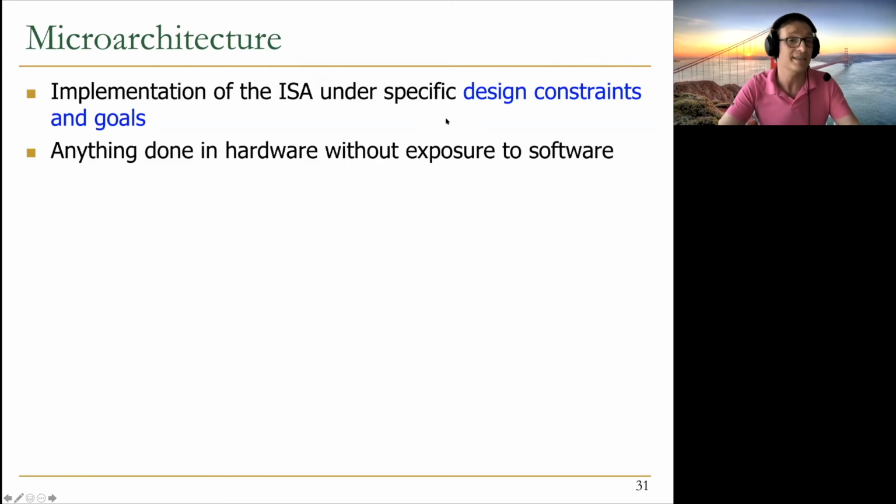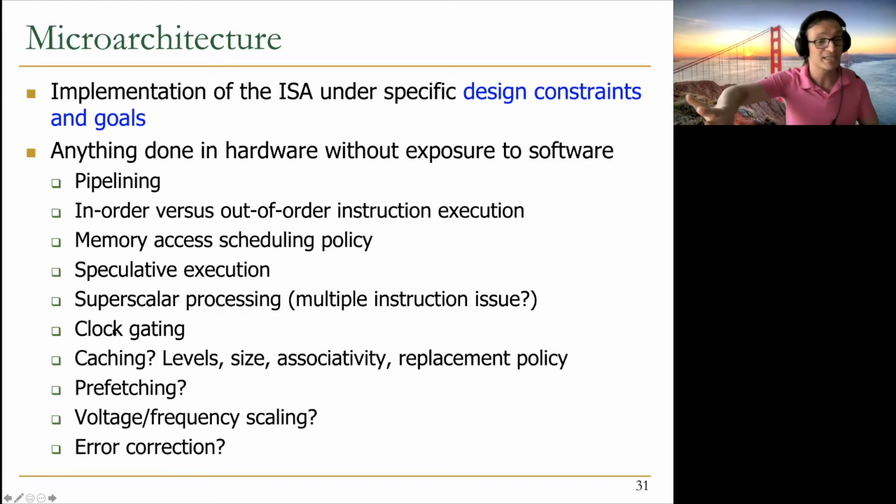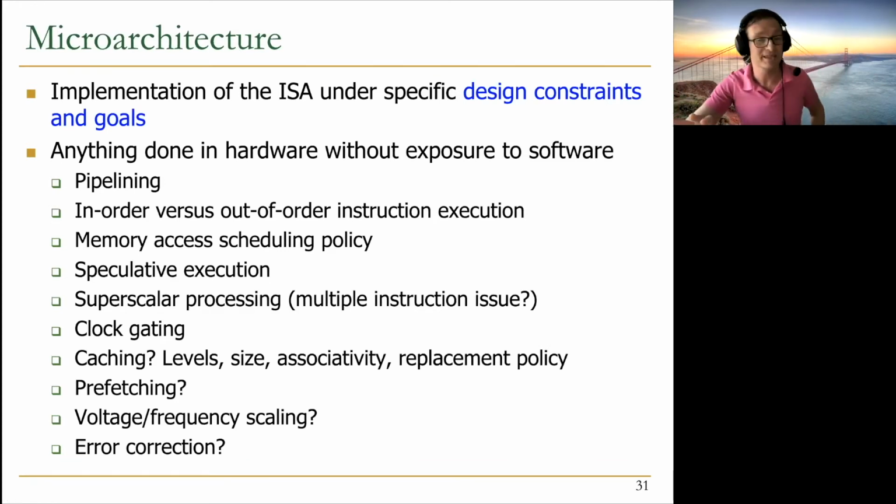Microarchitecture, on the other end, is the implementation of the ISA under specific design constraints and goals. Anything done in hardware without exposure to software is microarchitecture. There are many examples of this, and I have a laundry list over here. We're not going to go over it today, but we're going to see pipelining, in-order and out-of-order execution, the memory access scheduling policy that we discussed earlier, speculative execution, whether you're executing things earlier than needed, and superscalar processing, doing multiple instructions at a time. Another example is clock gating, where if a part of your processor is not being used at this point, you don't supply the clock there so that you can reduce the switching power.